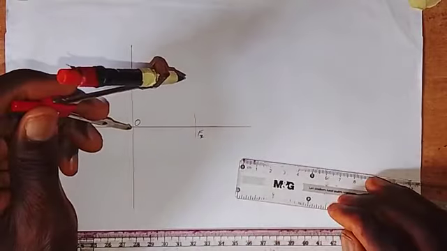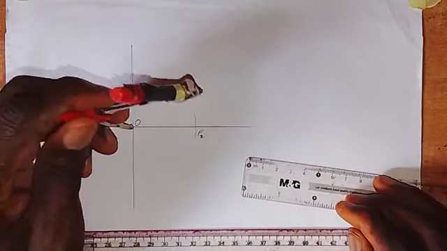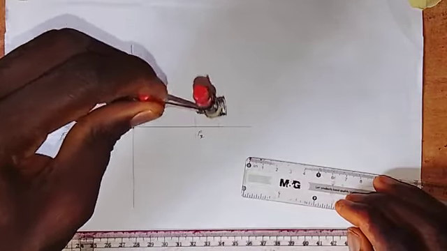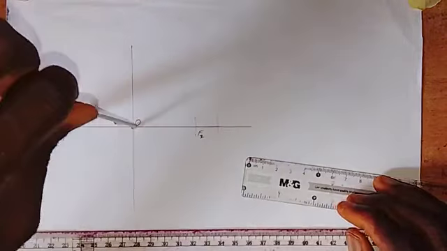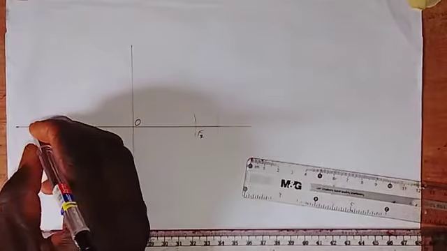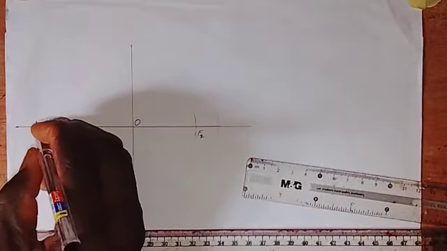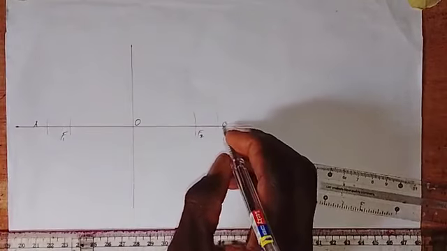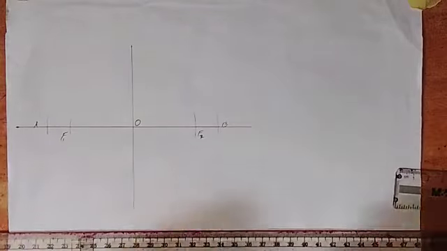Then we put the pinpoint at point O, and then we make an arc on this line. So make an arc here, and then we also make an arc here. So this point, let's call it point A, and this is point B. So these 2 points A and B are the vertices of the ellipse.